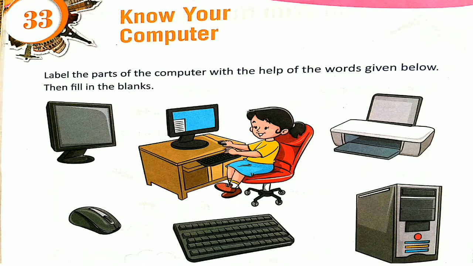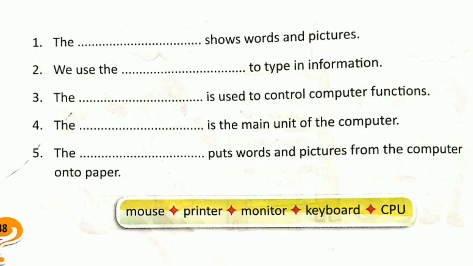Okay, now our unit number 33, know your computer. Here we can find a monitor, then mouse, keyboard, printer, and CPU. There are so many parts a computer has. Now we are doing an exercise on it. Number 1, the blank shows words and pictures. It's a monitor. A monitor shows words and pictures.